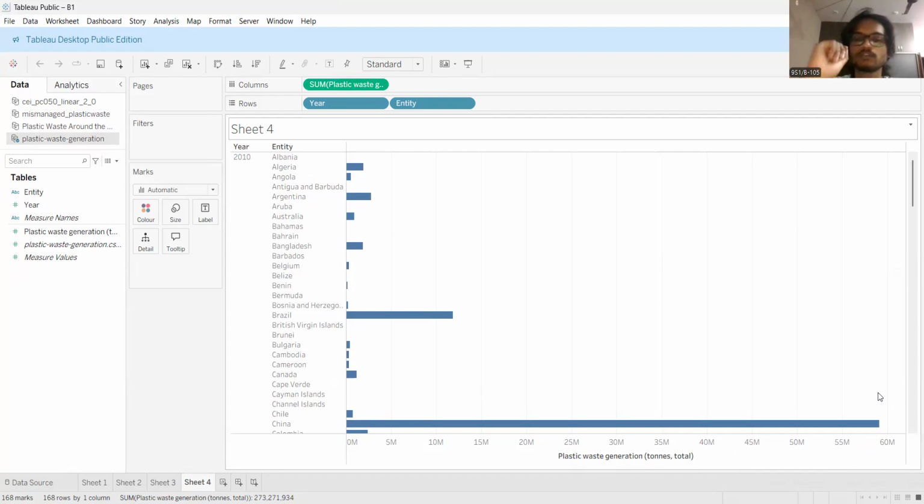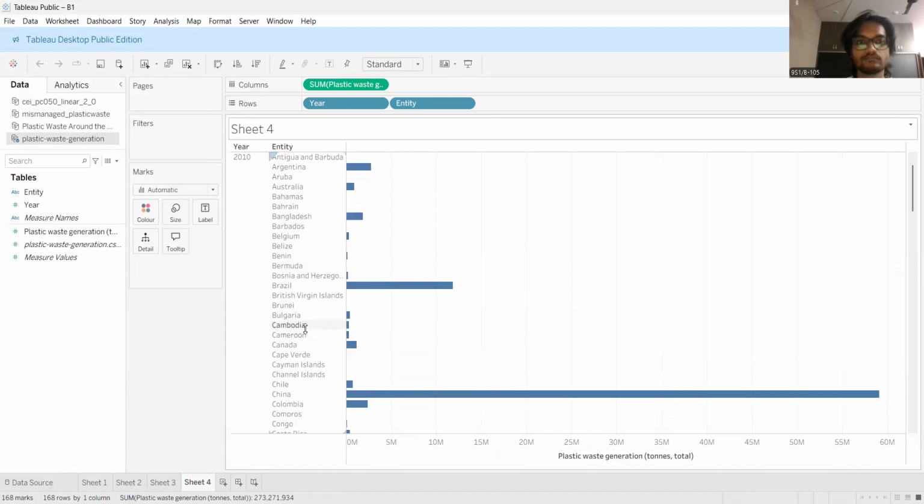This is because of its huge population, huge industrial growth, and large-scale manufacturing and consumption. Countries like Brazil, Argentina, and Canada generate significant amounts, though far less than China.